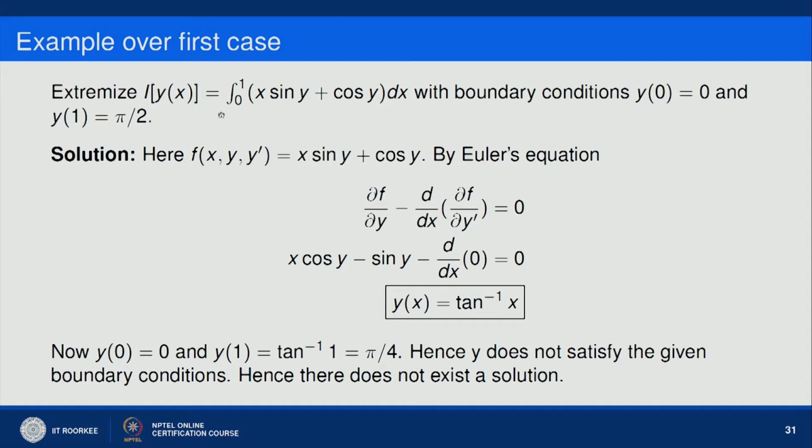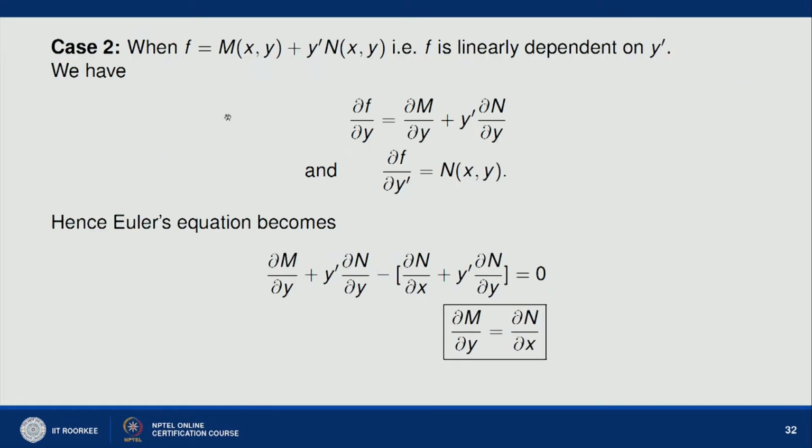So in the case when f of x comma y dash is independent of y dash, in general there may not be a solution. Now moving on to the second case, here we are assuming that f is a linear function in terms of y dash, so we can write f is equal to m of x, y plus y dash n of x, y. In the previous case we have seen that n of x, y is 0 only. Here it may happen that f is not independent of y dash, but it is linearly dependent on y dash.